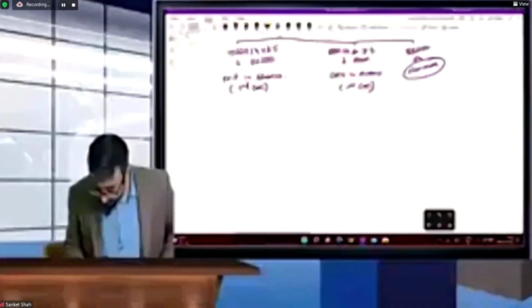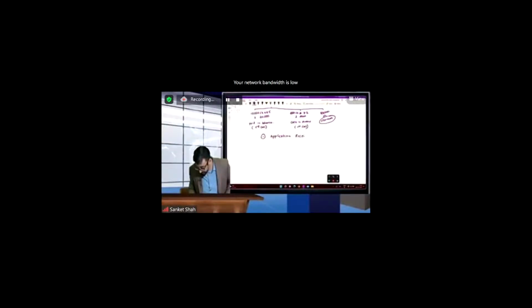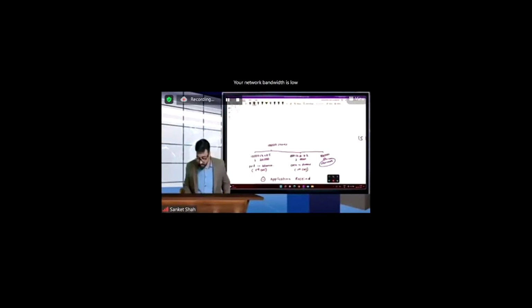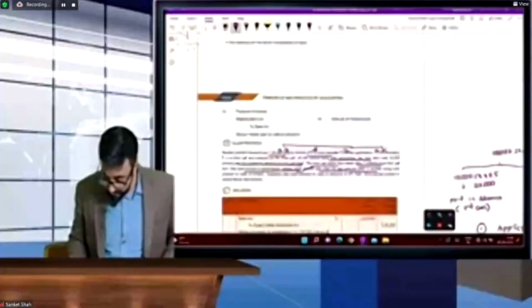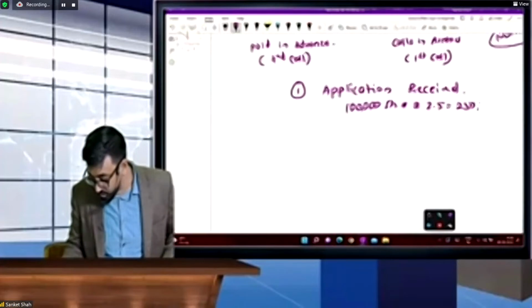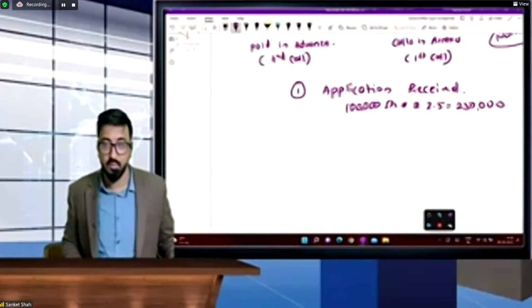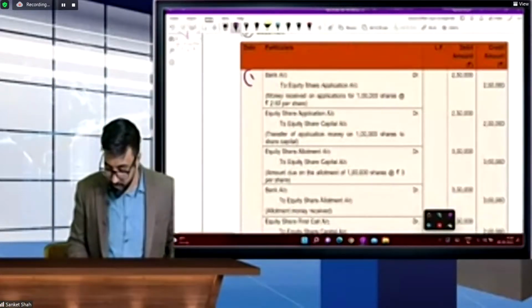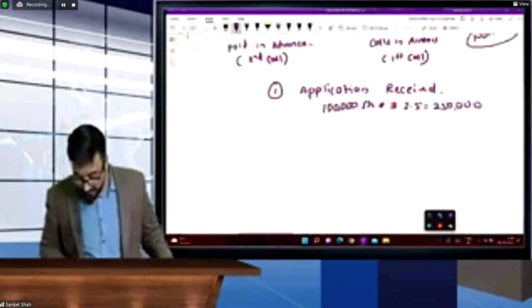So first entry, application received. I will give you the sequence. Application received, 1 lakh shares into rupees 2.5, 2,50,000. This is the first entry. Correct? So bank account debit to equity share application. First entry correct.